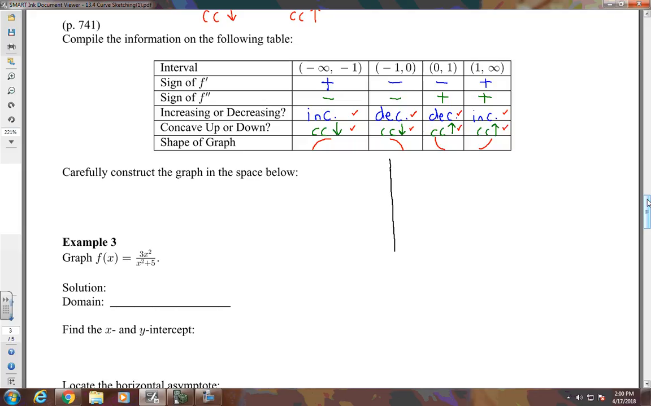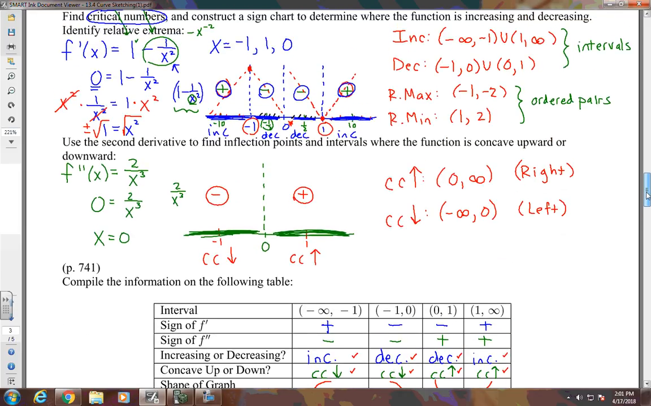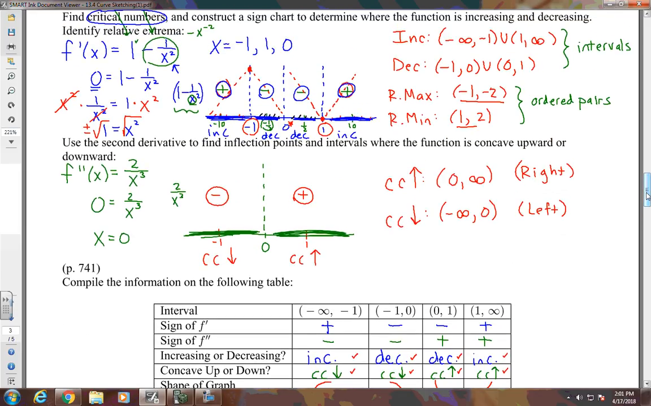So important points on our graph will be relative extreme values, critical numbers, asymptotes, that sort of thing. We know that right smack dab in the middle of our graph, we have a vertical asymptote at x equals 0. I'm going to get that out of the way first. That's going to serve to be the boundary line of our graph. Now, we did some work up here. We found two important points. We found the relative maximum and the relative minimum. Let's go ahead and put those on the graph.